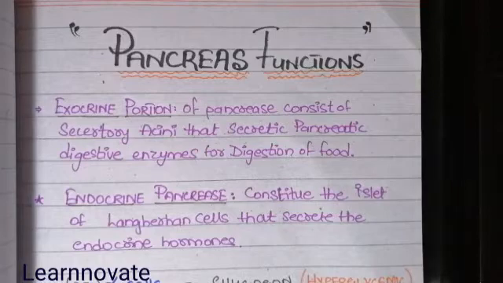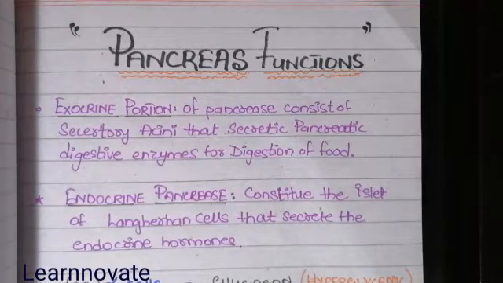In this video, we are going to discuss the functions of the pancreas. The pancreas, as we all know, is a retroperitoneal organ situated posterior to the stomach and inferior to the duodenum, at the level of the second and third parts of the duodenum. So we are not going to discuss the gross anatomy of the pancreas.